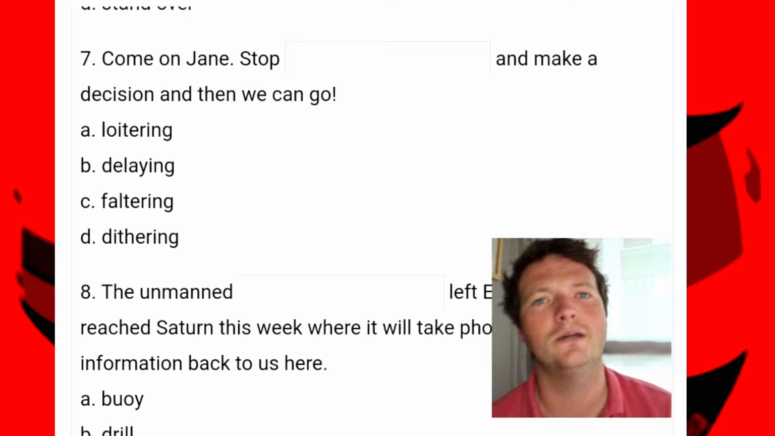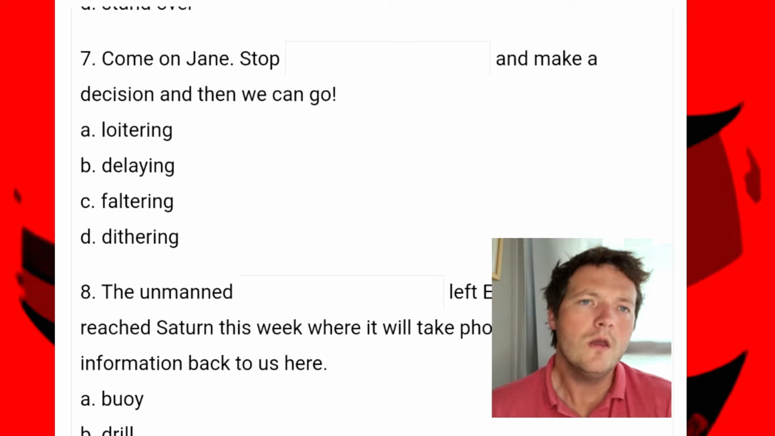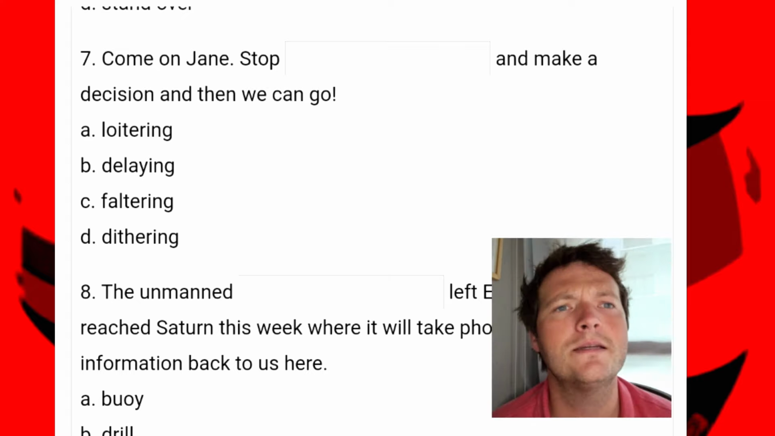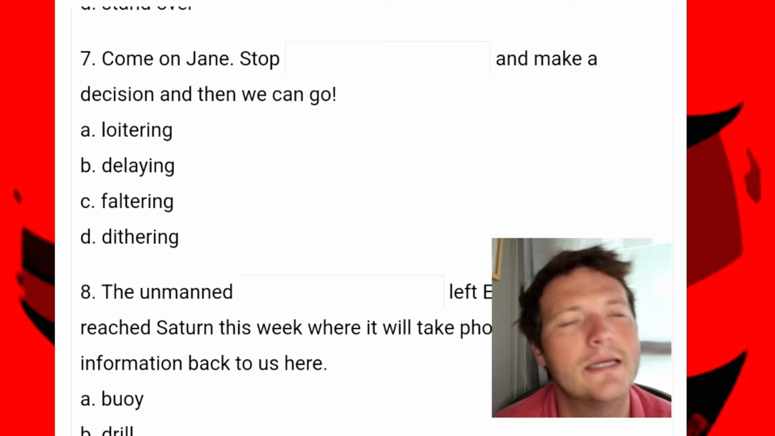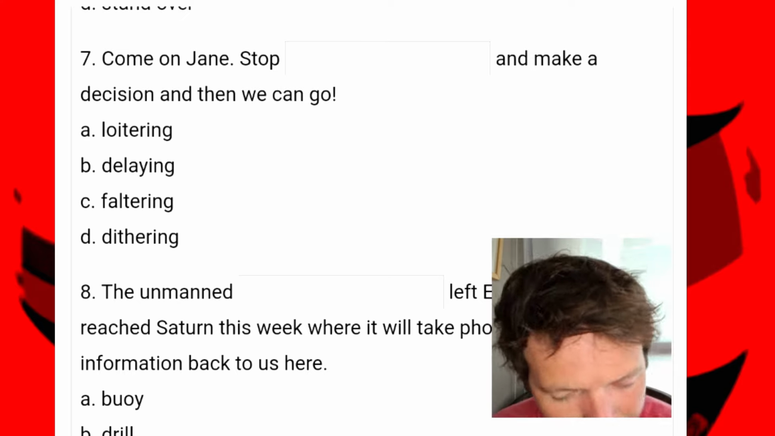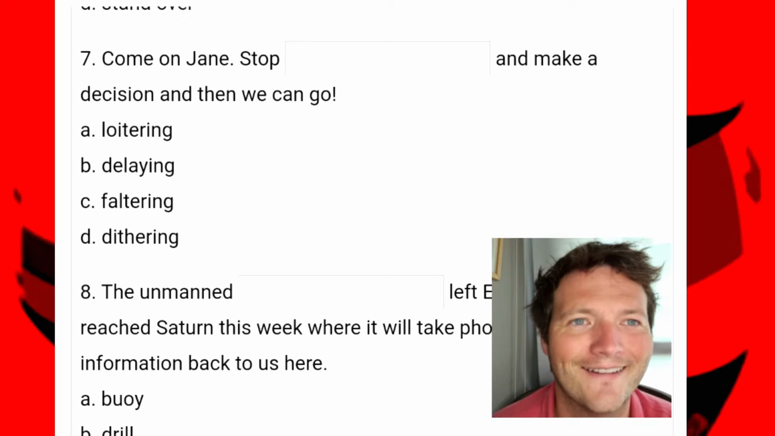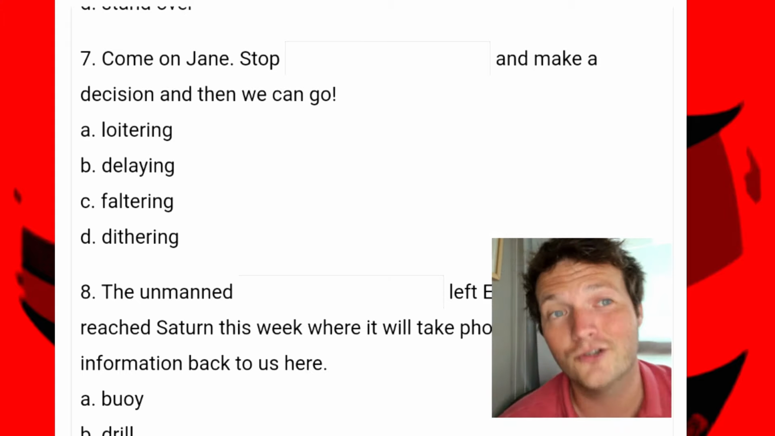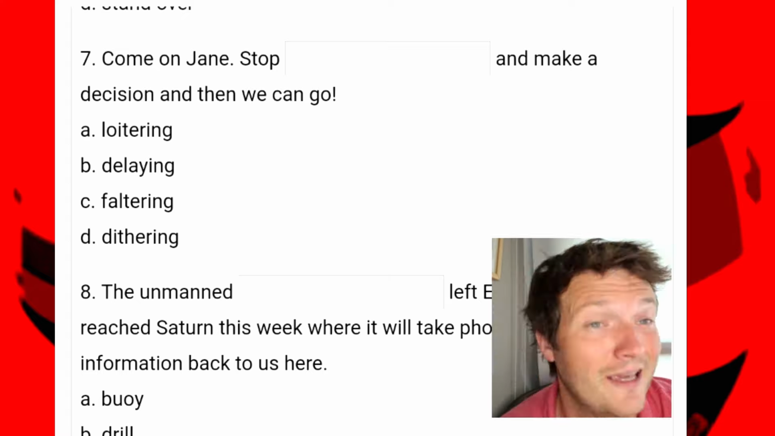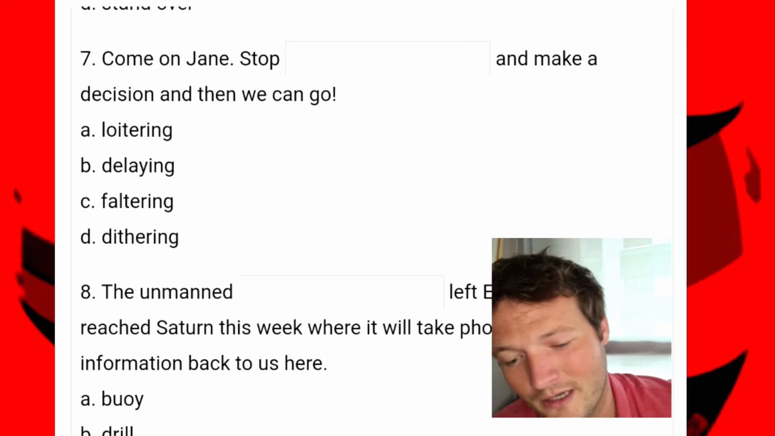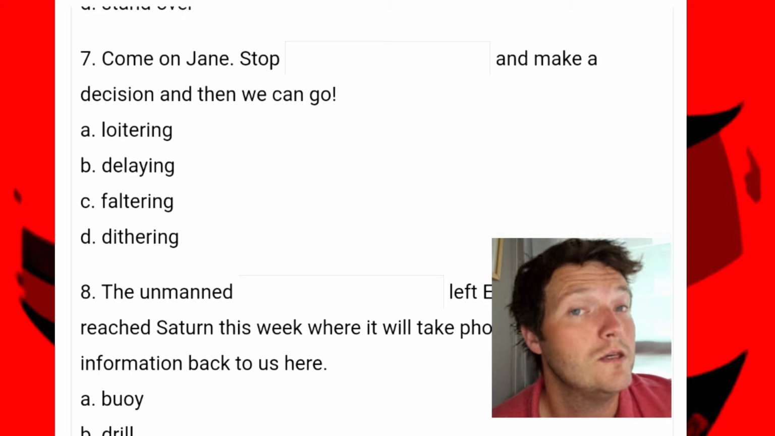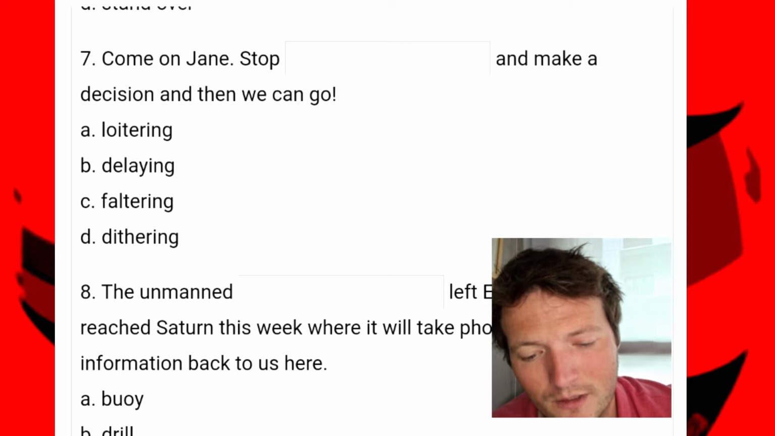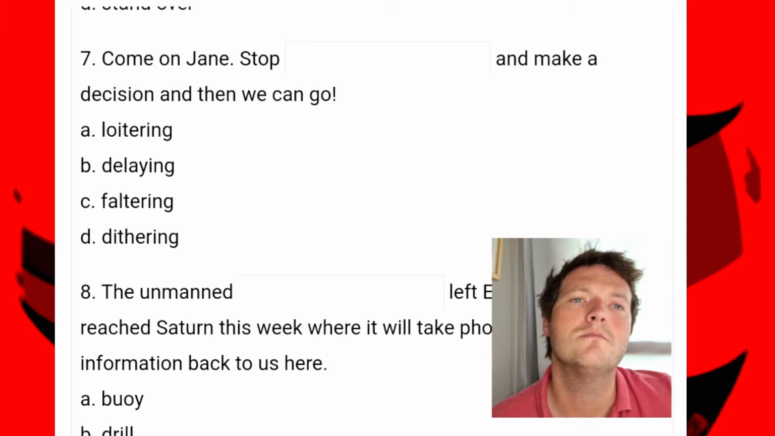Now, these are all similar words. Loitering means to be spending too much time in one place and behaving suspiciously. It's a very, very specific thing, loitering. We talk about groups of teenagers loitering around the entrance of a shop, and the police might come and say, hey, you can't just stand here all day. You're loitering. You're scaring people. We don't want you here. Go on, move on, break it up, move on.